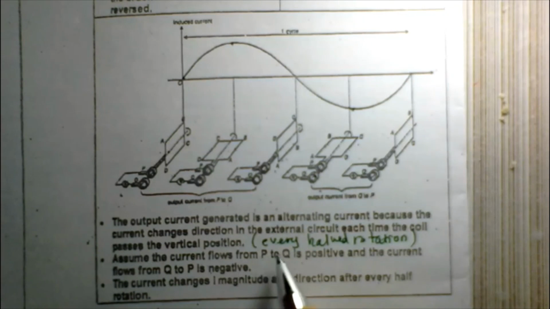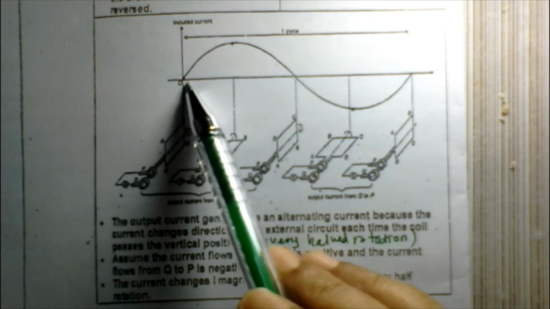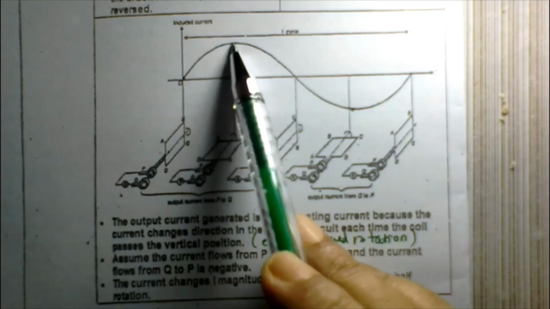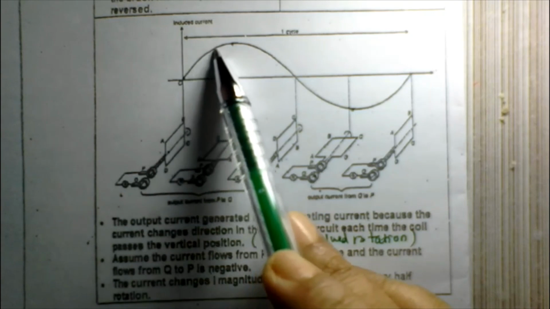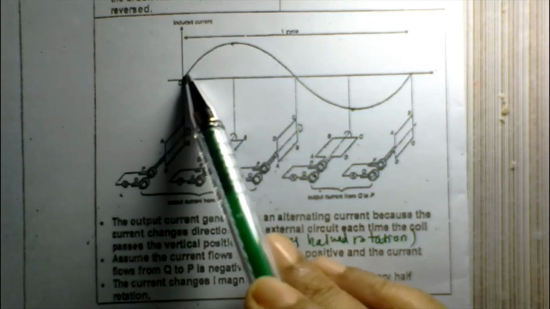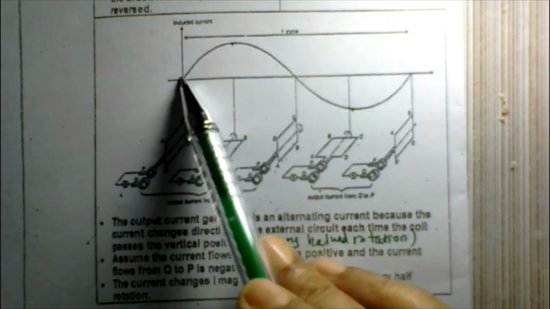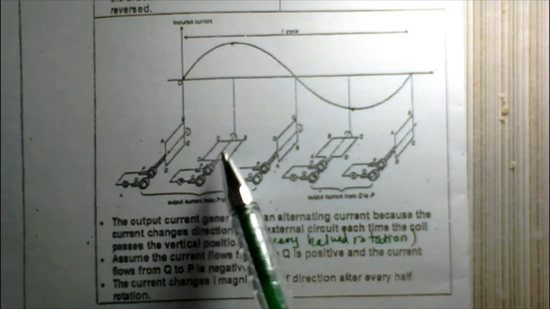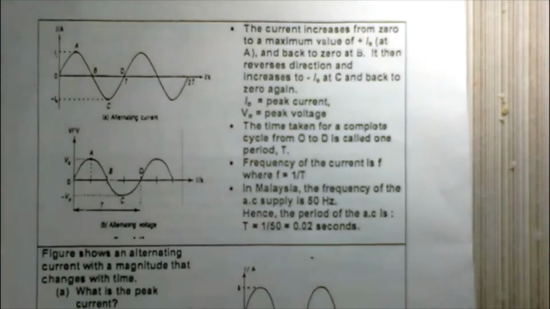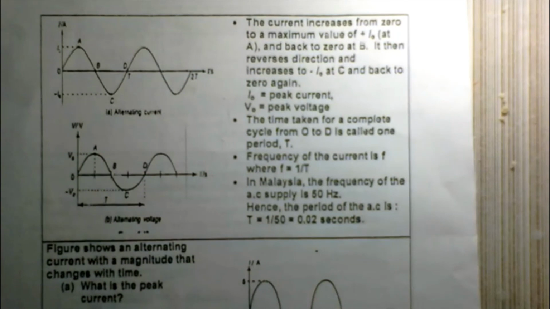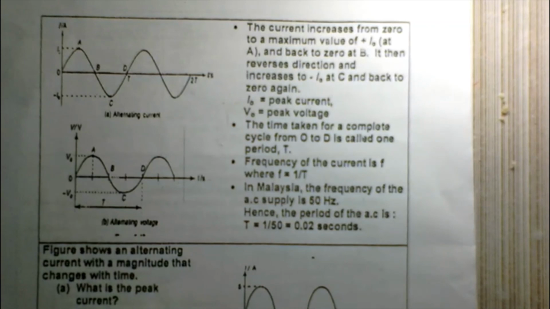Okay, assume the current flowing from P to Q is positive and the current flowing from Q to P is negative. The current changes magnitude and direction after every half rotation. So you can see the angle also is taken into account. Maximum angle is right angle, 90 degrees, so we have maximum cutting. When the angle starts to increase, you can see the number of lines being cut also increases. That's the reason why the magnitude of current increases until maximum when it is in horizontal position. Okay, so I think that's all for the application. We continue in the AC.